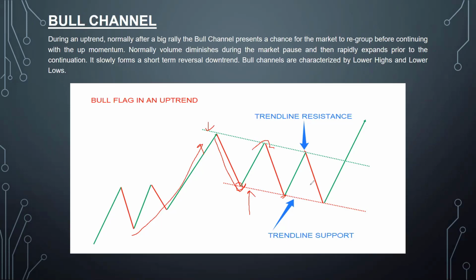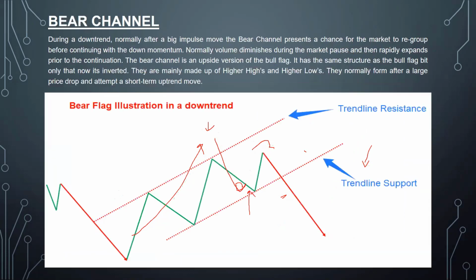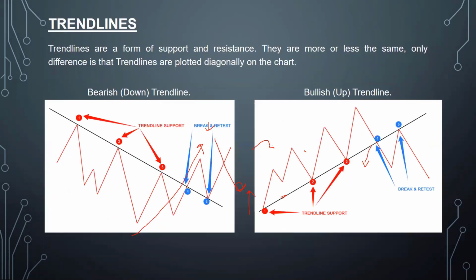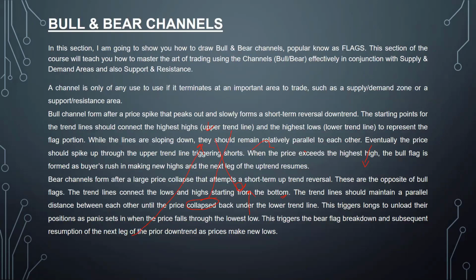The moment it breaches the trend line resistance and closes above, then we are back here. Let me go back. Then we are back here. Remember number 5, then the market has to go to the upside. Bullish now. It has to continue in a bullish momentum. So that's a bull channel.